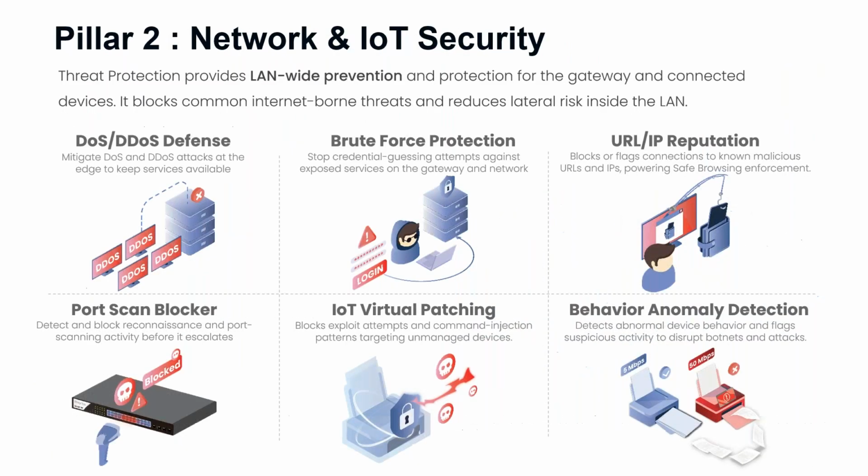This feeds into the second pillar, the network and IoT security, which incorporates a bunch of different protections. So we have DoS defense, so we can mitigate against DoS attacks from the WAN into the router, and brute force protection to detect and prevent any scanning coming into the router. We have the URL IP reputation to block access to known malicious IPs, which provides safe browsing. Port scan blocking.